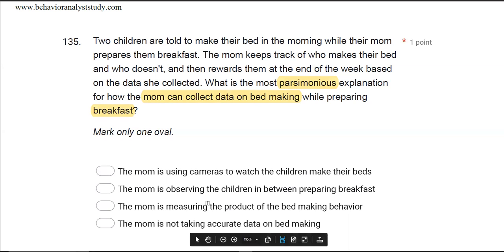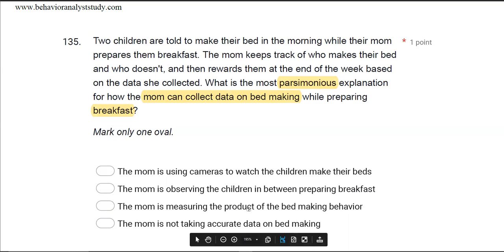C, the mom is measuring the product of the bed making behavior. Yeah, that's the simplest explanation. She's using a permanent product procedure. That's more simple than, oh, she's using cameras to watch the children, or, oh, she's running back and forth. Why not just use permanent product? Permanent product just simply measures the product or the outcome of the behavior.